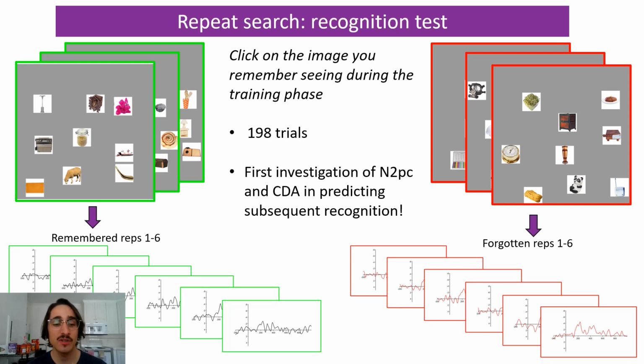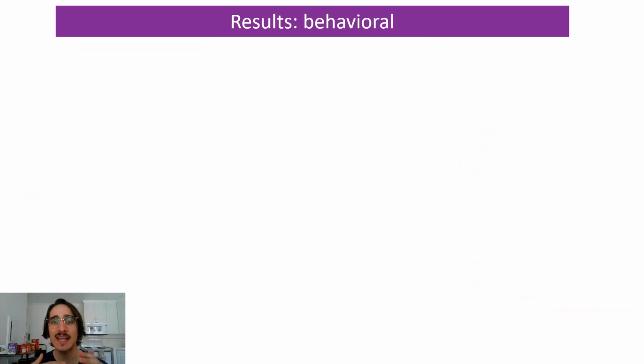So because we measured lateralized components, we are able to show you now the first N2pc and CDA waveforms that have been separated according to subsequent memory. So try to contain your excitement. Before we get to that, we have to talk about exactly how many images that participants ended up remembering.